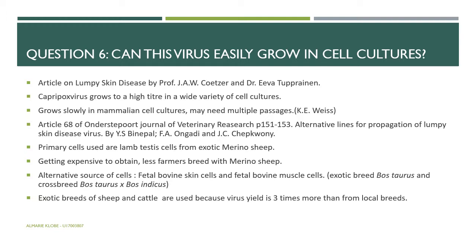The primary cell used in cell cultures to grow the virus is lamb testis cells from exotic merino sheep. However, this source of cells is getting too expensive to obtain since fewer farmers breed merino sheep. As an alternative source, fetal bovine skin cells and fetal bovine muscle cells can be used. Exotic breeds of sheep and cattle are used because the virus yield is 3 times greater than that from local breeds.